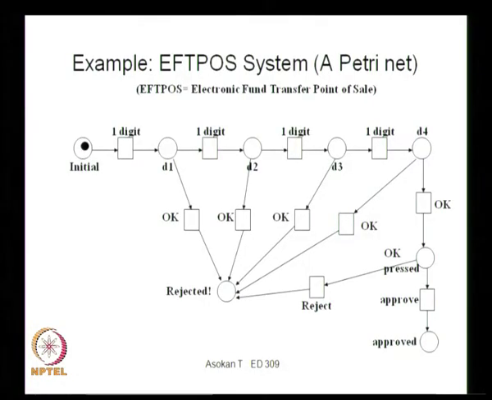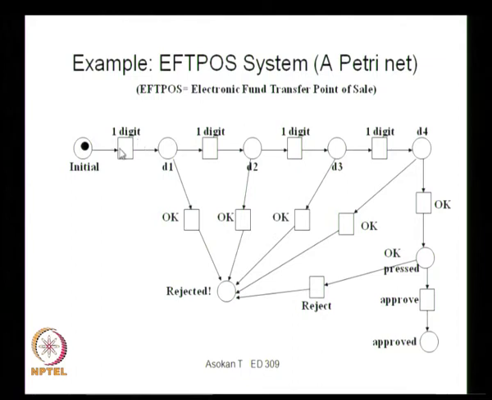So look at this diagram. This is the initial status. We have this initial token available and the card is inserted. The next step is that you need to give the password to the system. Here you can see there are 4 digits. This is digit 1, then digit 2, the third digit, and the fourth digit, and once all the 4 digits are in, you can have an OK transition, then approve the transaction and get the approved transaction out. So 4 digits need to be inserted, and each digit is considered as a transition.